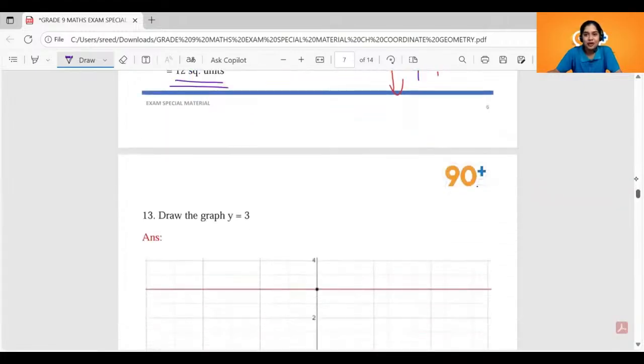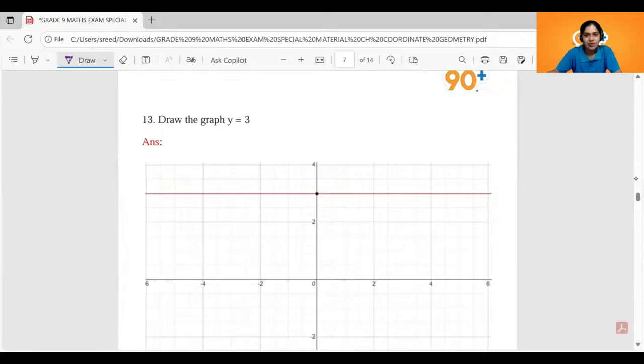Okay, just remember the formula that area of a triangle is half into base into height. Draw the graph y is equal to 3. Y is equal to 3 means you don't have any x coordinate. So what you will be doing? You will be doing the Cartesian plane. It's point y is equal to 3, right? Graph y is equal to 3. That means it's an equation. It's the name of the line.